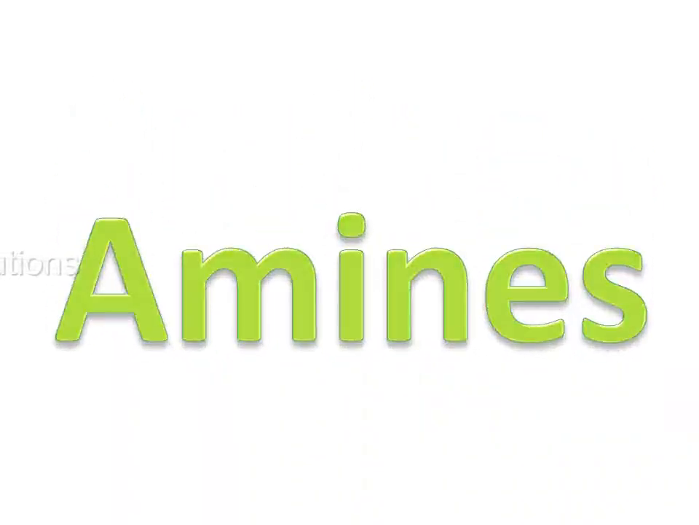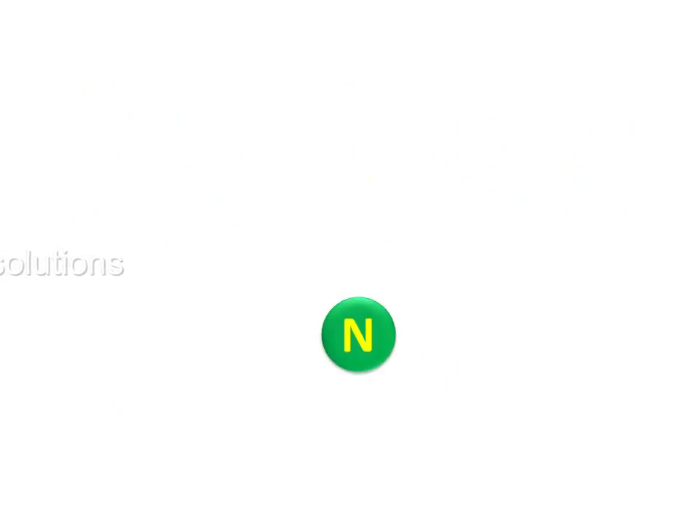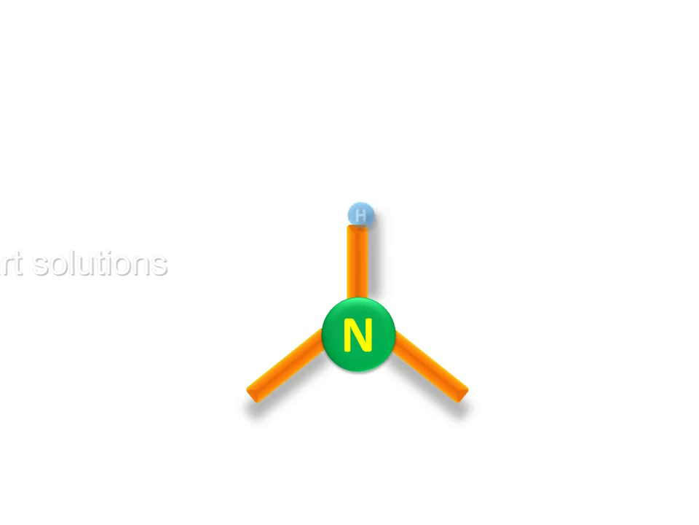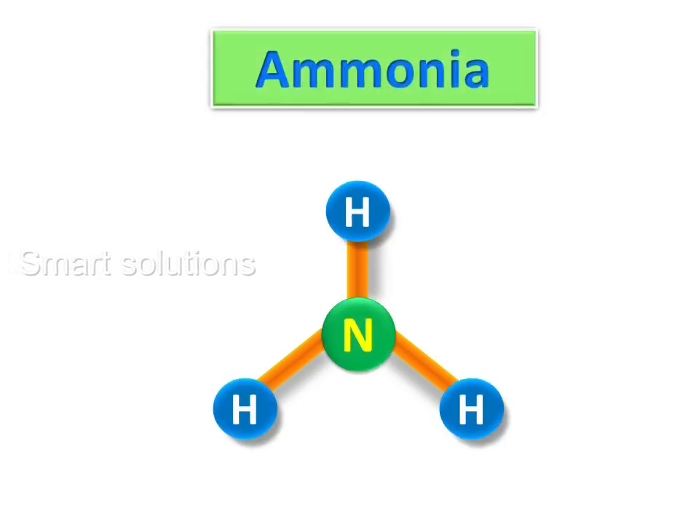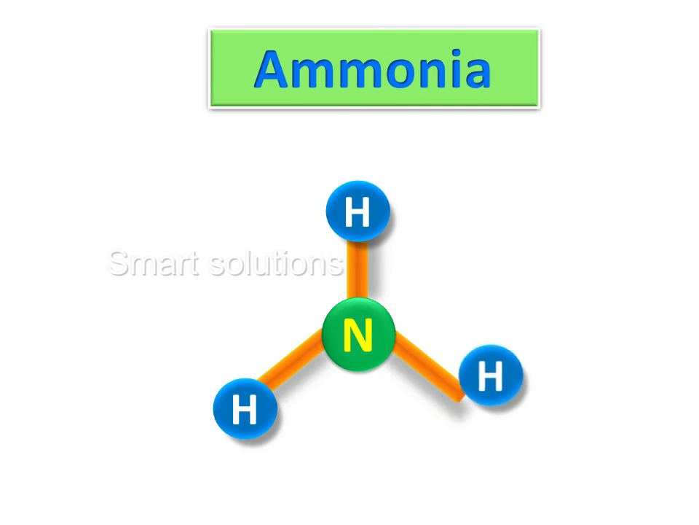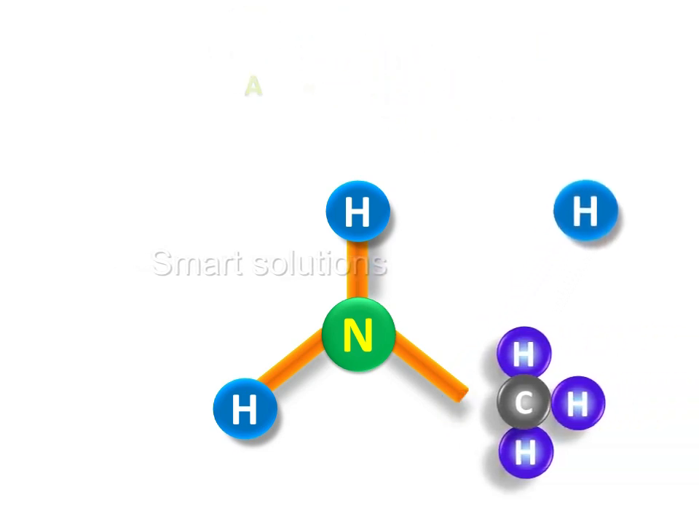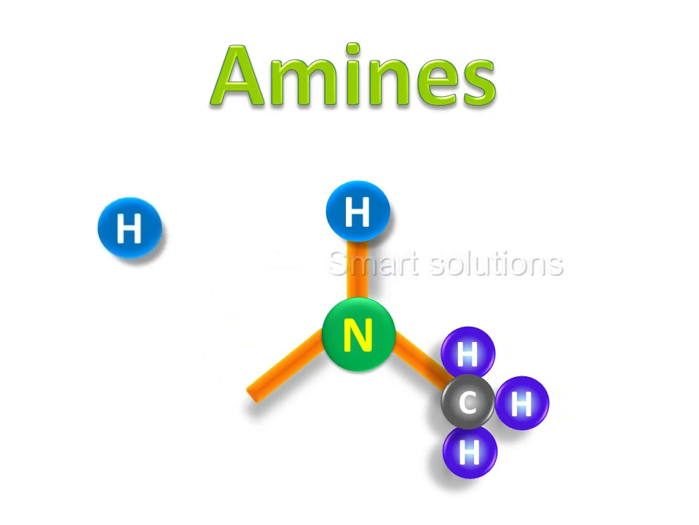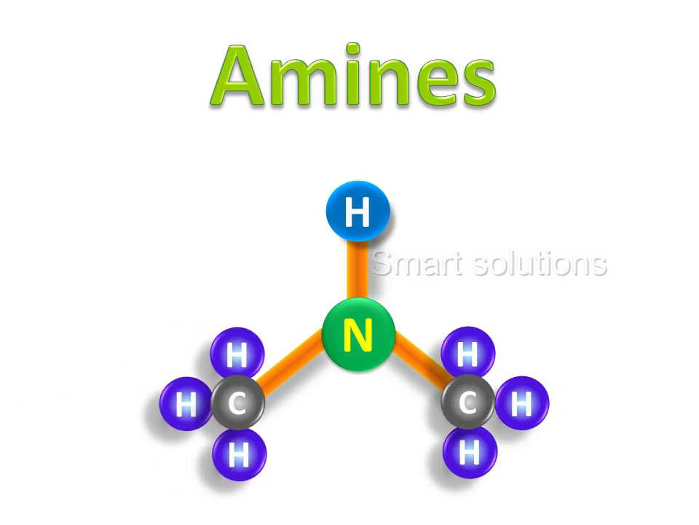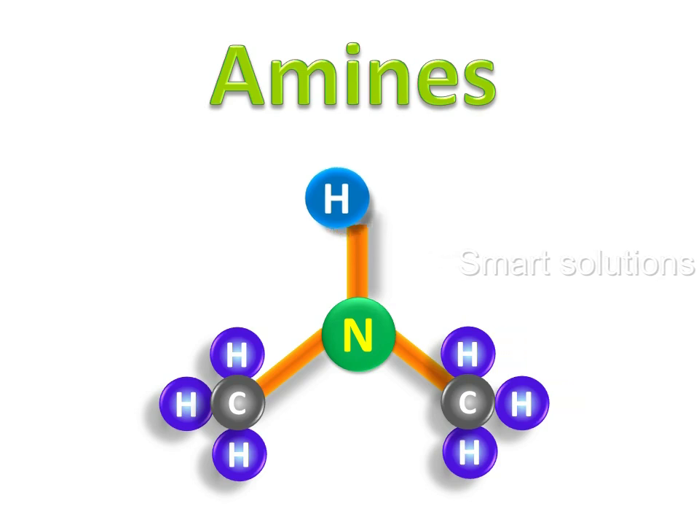Amines. One nitrogen atom bonded with 3 hydrogen atoms is called ammonia. Amines are derived from ammonia. If one or more hydrogen atoms are replaced by alkyl or aryl groups, then they are called amines.